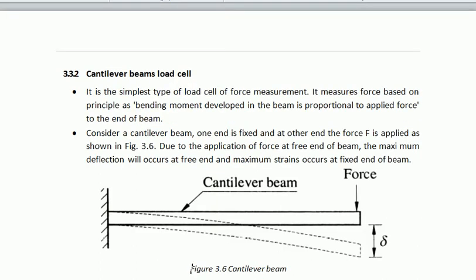Friends, this is a cantilever beam load cell. This is the cantilever beam. So you can see in this figure that whatever the force is applied, based on the deflection, the load cell is kept here. Based on this deflection, the load cell will generate some value, and that value will be termed as the force which is applied on the beam.